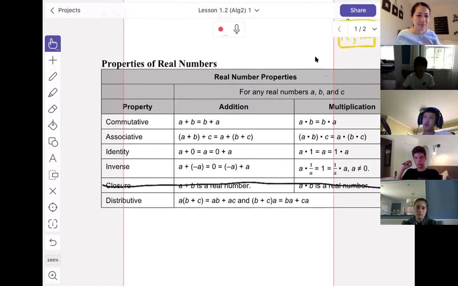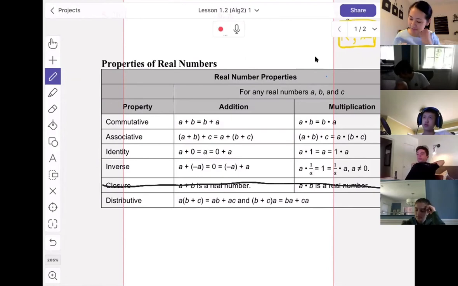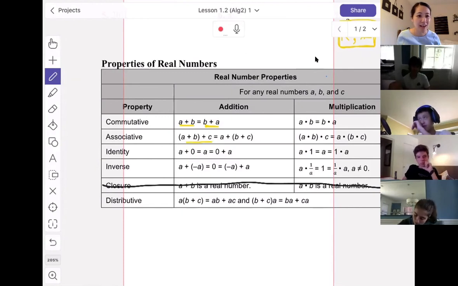Now, what I want you to do is identify when these properties are being used. Since you've mostly gone through it, I'll go pretty quickly, but if you are not sure about something, please ask. Commutative is when the order changes: A plus B becomes B plus A. Associative: the order does not change, you have A, B, C on both sides. The only difference is the parenthesis has moved.